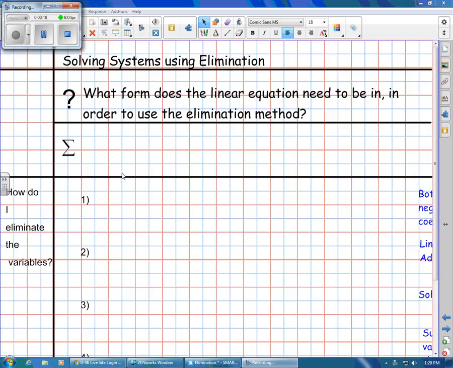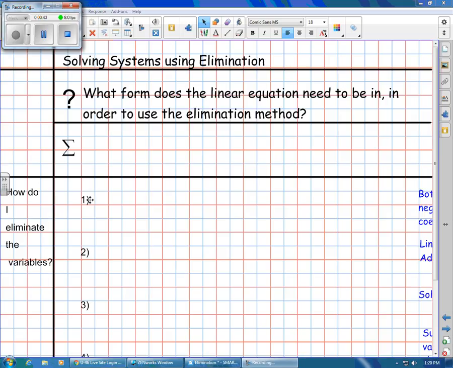Now the pages are not numbered, but if you're counting from the front of the book, it's about the 6th page in. The top of your page should look just like mine. It says Solving Systems of Equations. And the essential question: what form does the linear equation need to be in order to use the elimination method? Another essential question might be: how do you use the elimination method to solve a system of equations?